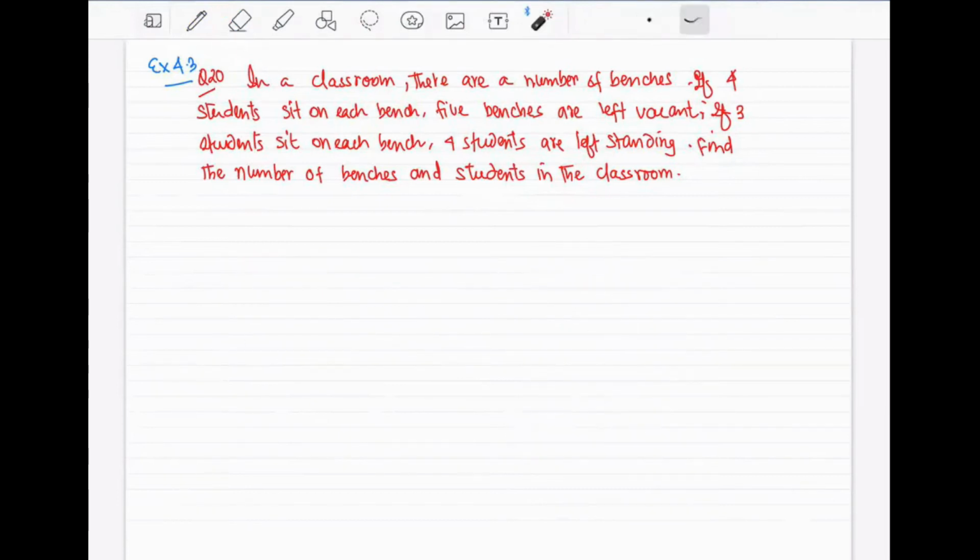Let's read it properly first. In a classroom, there are a number of benches. Okay, we don't know how many, there are a number of benches in the classroom. If 4 students sit on each bench, 5 benches are left vacant.